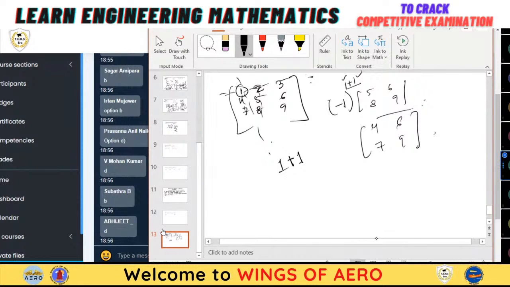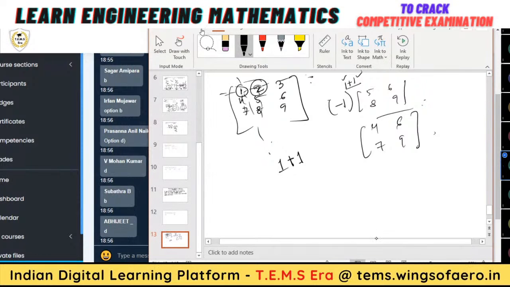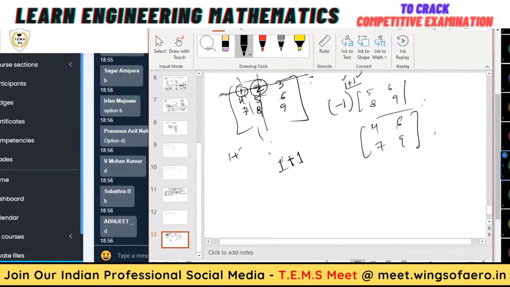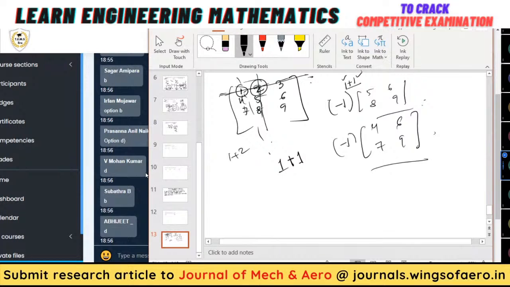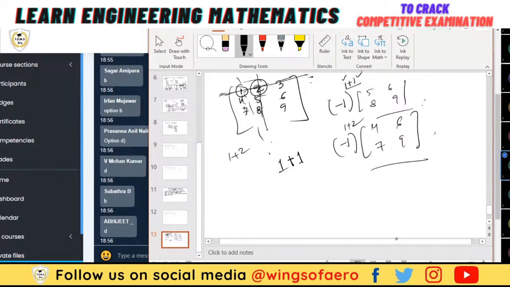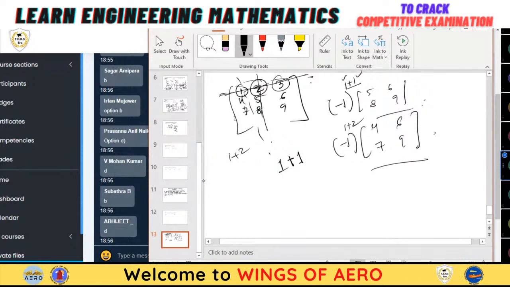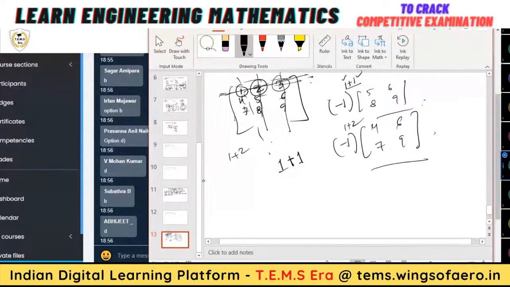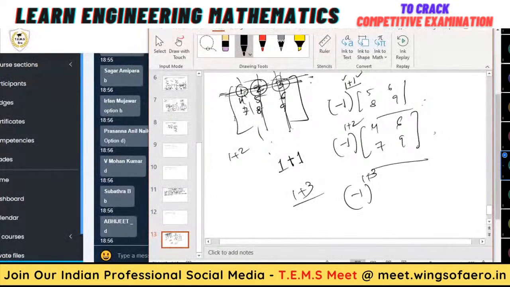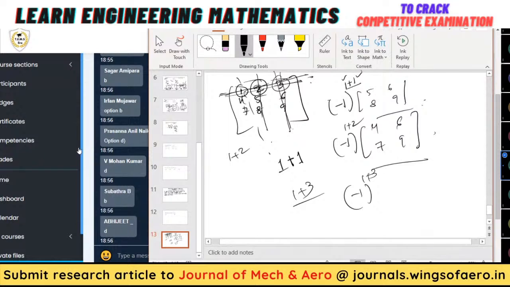Similarly, how to assign the sign of the cofactor of 2? So 2 exists in first row and second column, that is 1 plus 2. So the sign of this cofactor will be -1 whole to the power 1 plus 2. Similarly, what is the cofactor of 3? So 3 is in the first row and third column, so 1 plus 3. So sign is -1 whole to the power 1 plus 3. So it is just like this. We have to assign the sign like this.